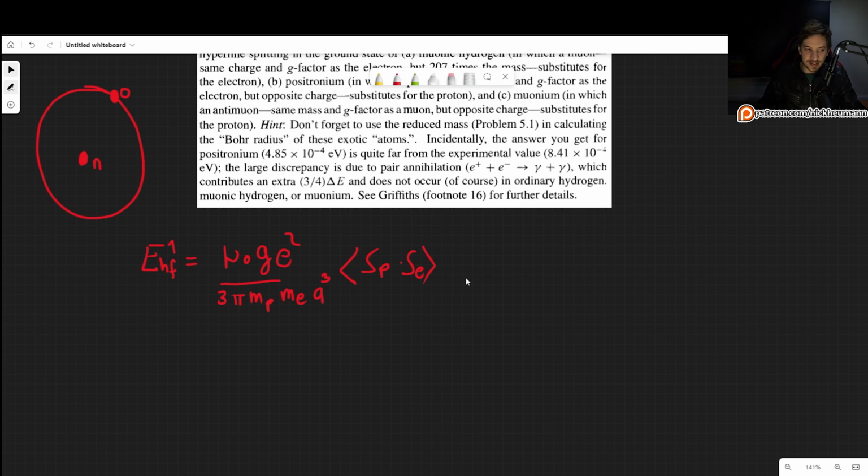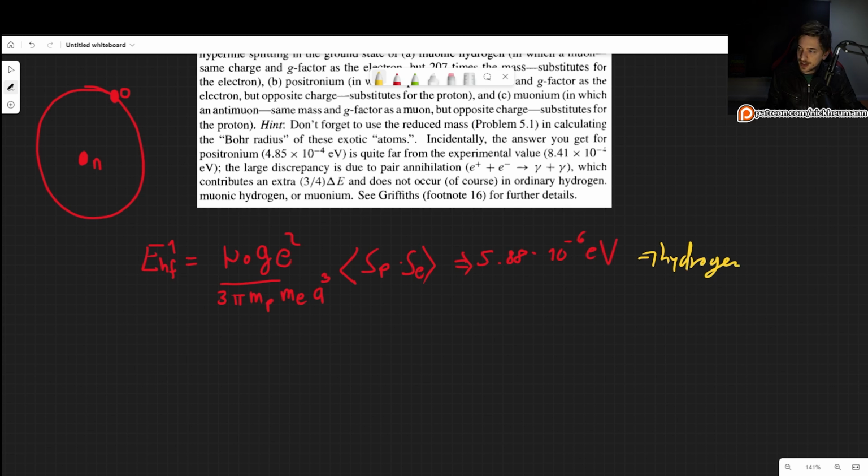And what is important to note is that, well, first of all, we saw that the energy due to this is 5.88 times 10 to the minus 6 electron volts, right? So this leads to a splitting of this amount. Now, we want to generalize this because this is, of course, for hydrogen.